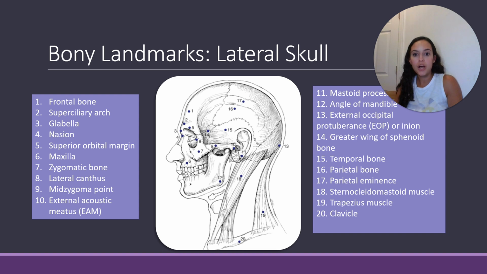Maxilla, where your top teeth lie. So all of this meets with your orbits, all right? It meets with your frontal bone and your orbits. So you know it's going to go down like this, kind of like a triangle, and then it's going to encompass all of the sockets for your top teeth. The zygomatic bone, your cheekbone.